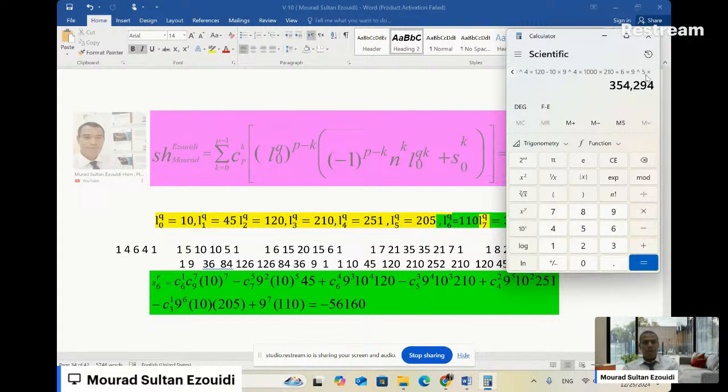So we told that we reached here plus 6 times 9 raised to the power 5 times 100 times 251 times 251. Then minus 3 times 9 raised to the power 6 times 2050 times 2050. Why? Because 205 multiplied by 10 will give you 2050. This is minus now plus.